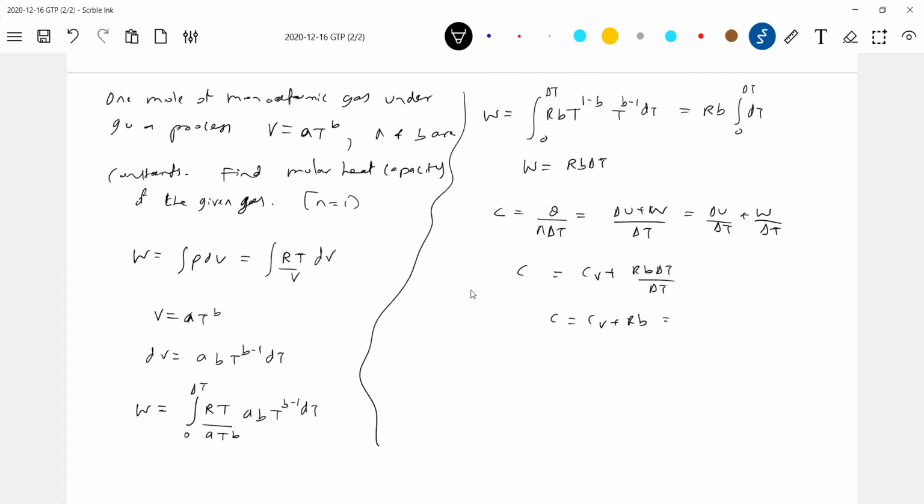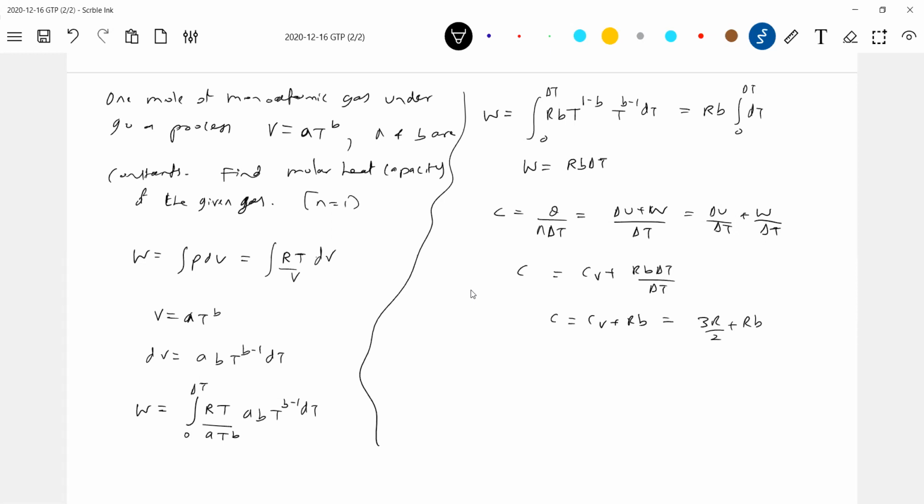So let me go for it. Monoatomic gas. For monoatomic gas, let me do it. Already monoatomic gas he has given, no? So C equals 3R by 2 plus RB. Okay, you see now.